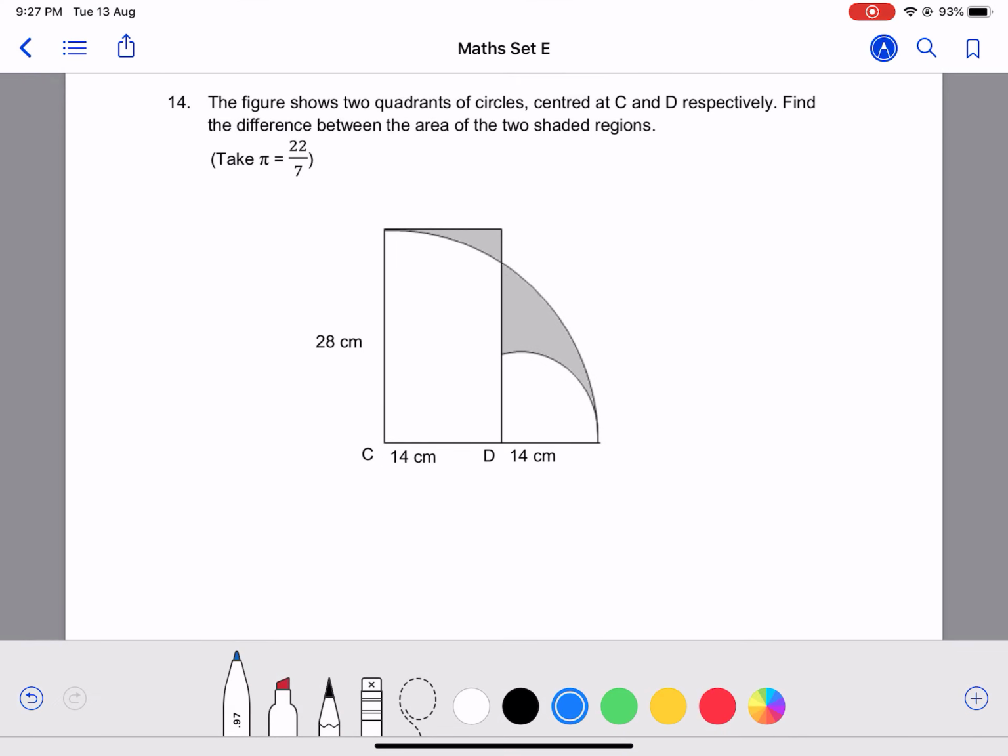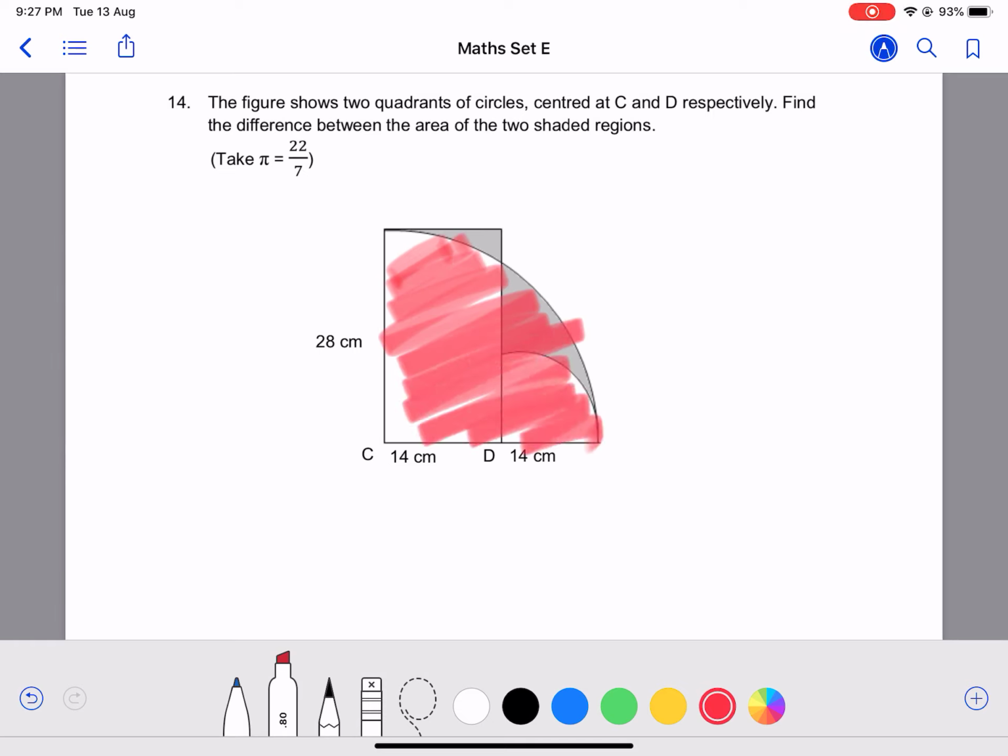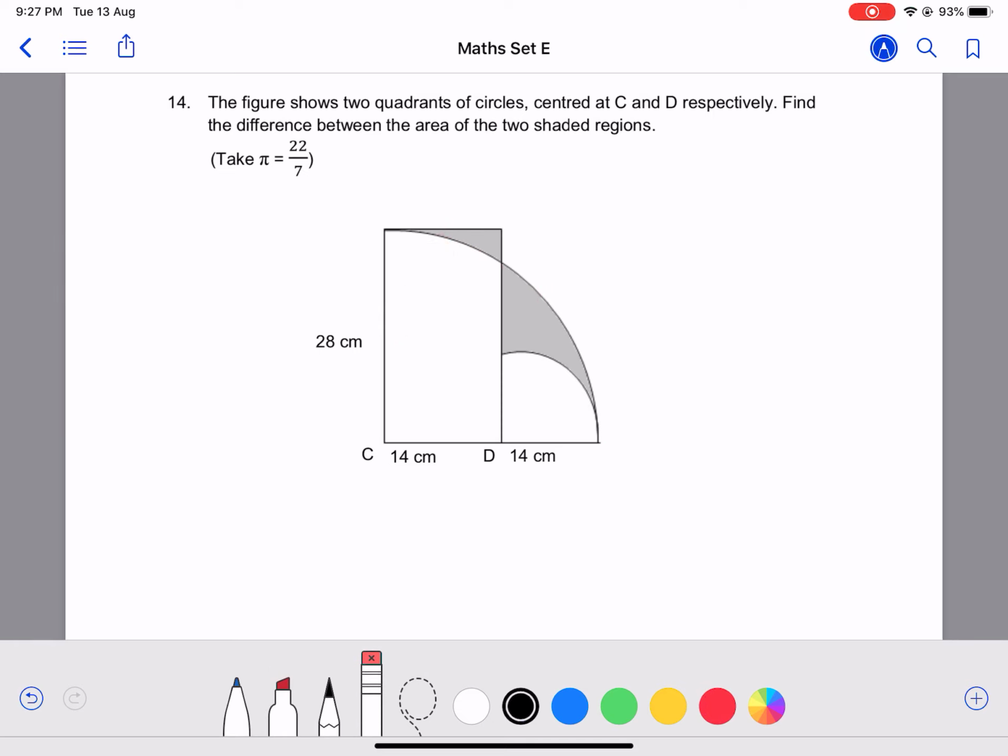Alright, question number 14. We have this figure showing two quadrants of the circle. If you can see where the two quadrants are, I will just highlight. Now this is the first quadrant, right? Quadrant number 1. You have also got a quadrant number 2, which doesn't look quite drawn to scale, but it is still a quadrant. Okay.